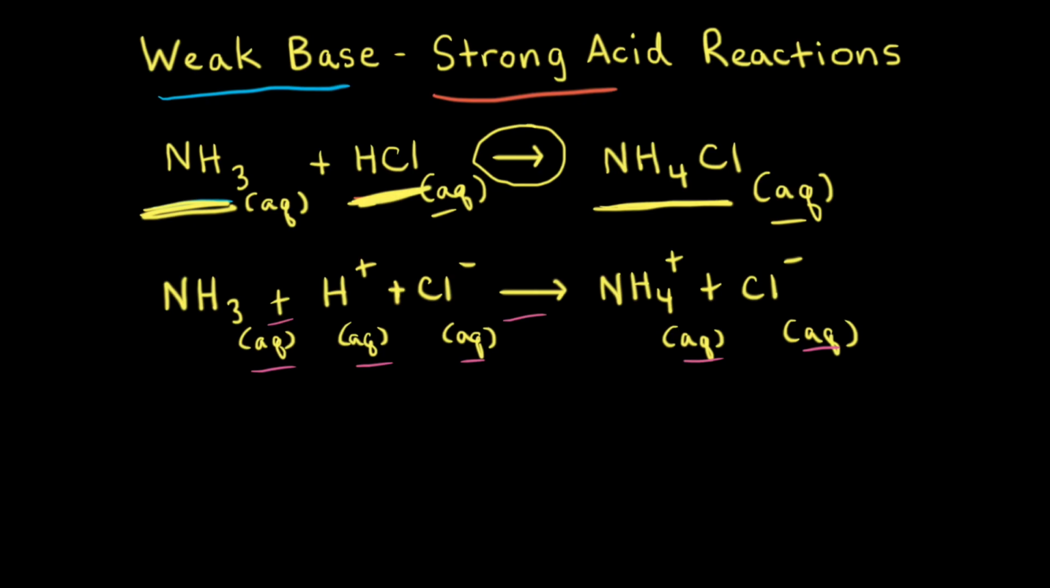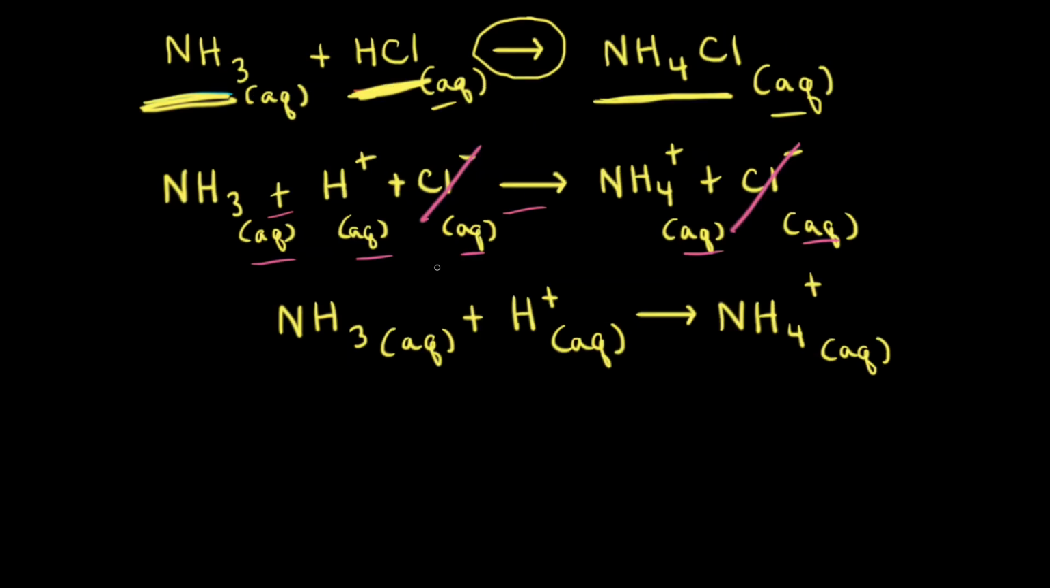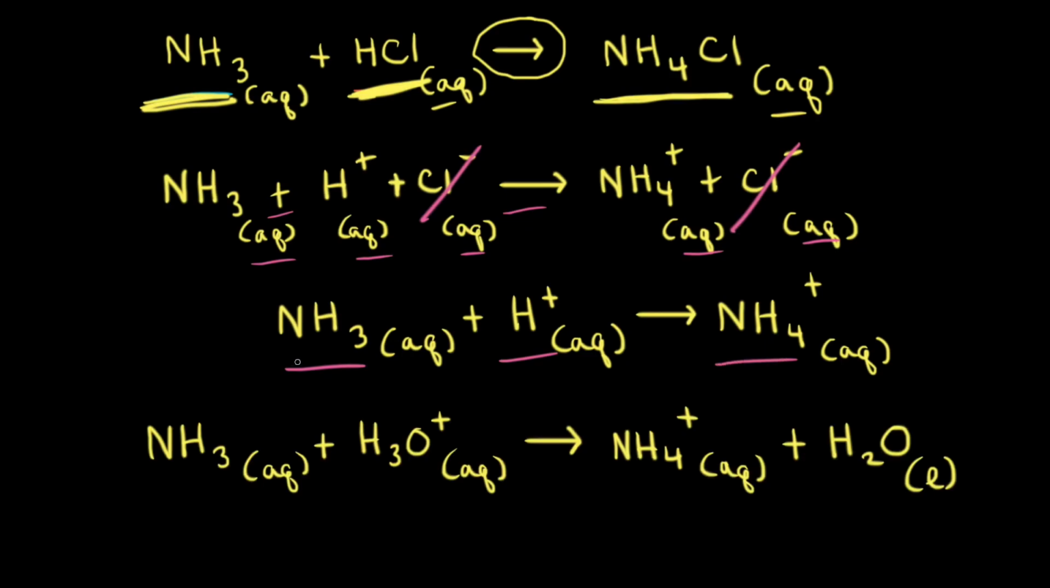And we can use the complete ionic equation to find the net ionic equation for this weak base strong acid reaction. To do that, we first need to identify the spectator ions. And remember, these are the ions that do not take part in the chemical reaction. Since there's a chloride anion on the left side and on the right side, the chloride anion is the spectator ion for this reaction. And once we take out our spectator ion, we're left with our net ionic equation, which is aqueous ammonia plus H+ yields NH4+.